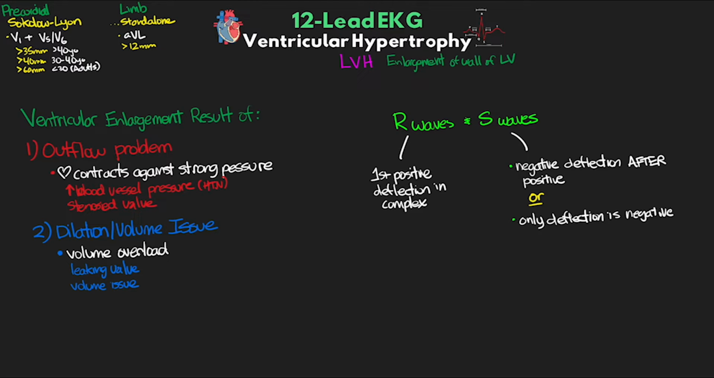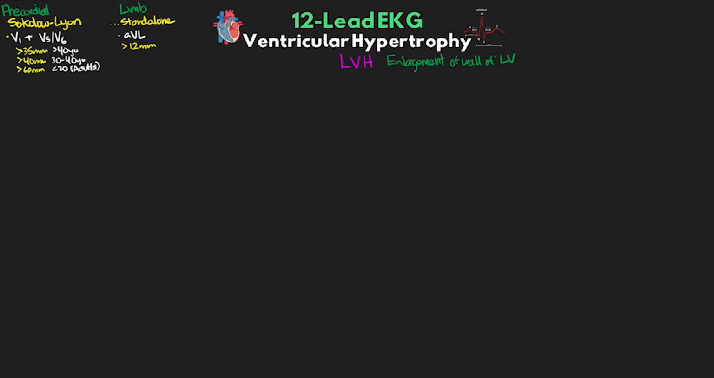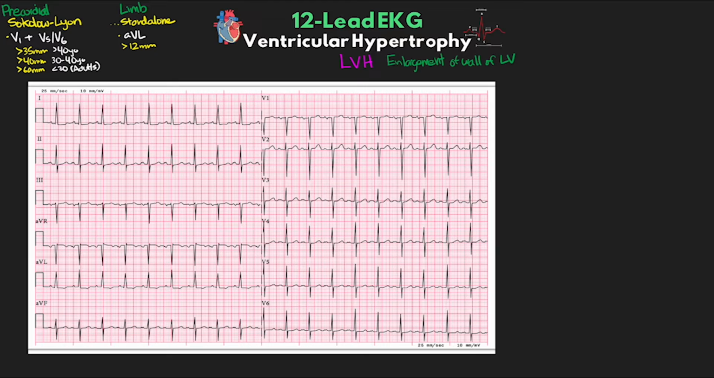So this presentation can often look like an acute anterior STEMI, but again, we will discuss that more in the next lesson. All right, so let's take a look at a couple examples of left ventricular hypertrophy, and let's see how we can see the criteria in them. So here's going to be our first example.